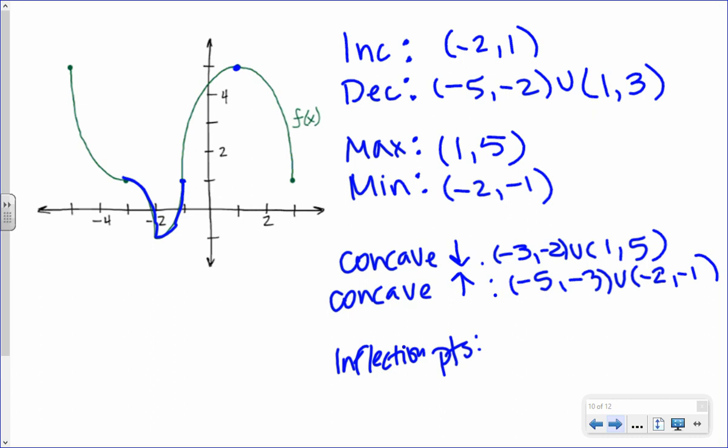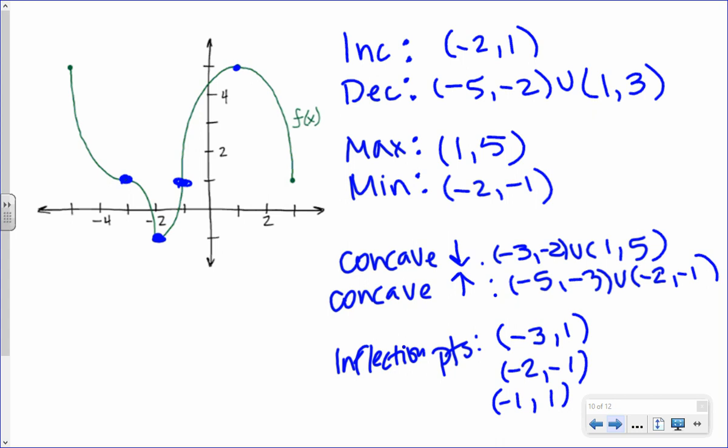All right. So our points of inflection, we have how many of them? 3? 2. We have 3. We have points of inflection at -3, -2, -1, and 1. Okay? Right here, I'll highlight them in blue. We have inflection points.